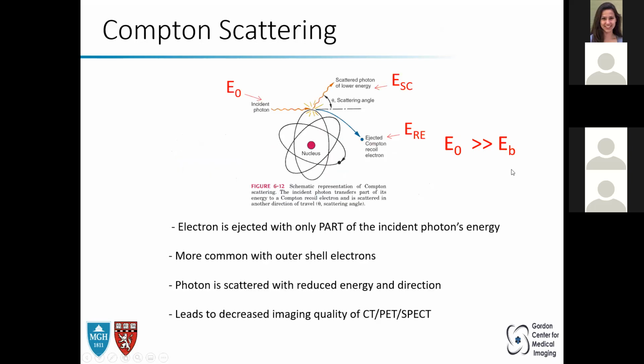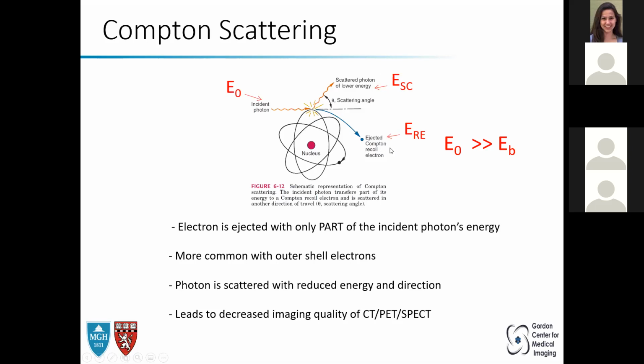All right, so what happens if, instead of transferring all the energy of the photon to an electron, we only transfer some of it? This is what's called Compton scattering. So again, we've got an incident photon. It interacts with the electron cloud, and it scatters by some angle theta. And it doesn't lose all its energy, it only loses some of it. So it's got this scattered energy here, and we can have an ejected Compton recoil electron.